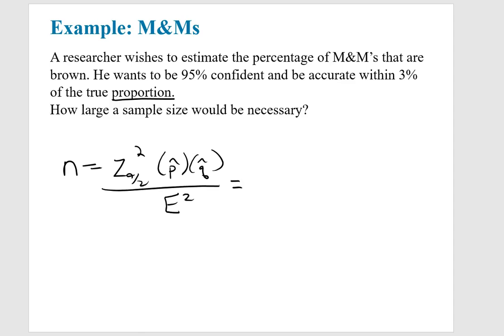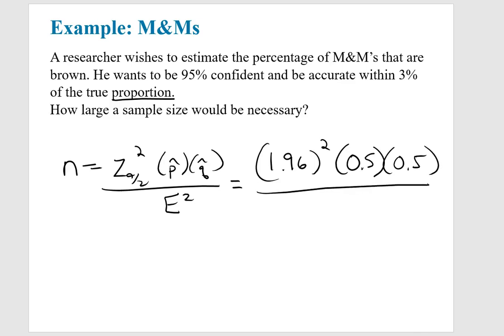So 95% confident means 1.96 is my critical value, and I'm going to square that. Now, p hat: do I know the percentage of M&Ms that are brown? I don't. I don't have any data, there's no error, there's nothing here. So I'm just going to use 0.5. I get a brown one or I don't. So my q hat would also be 0.5. And then my error, I want it within 3 percentage points, so 0.03, and I'm going to square that. I put all that in my calculator, and I get 1067.1.